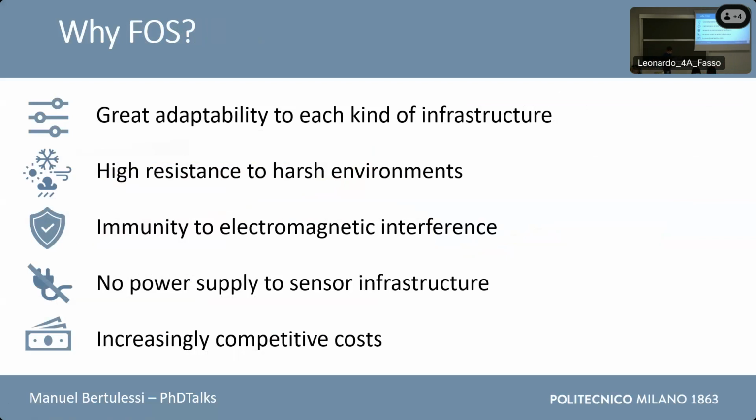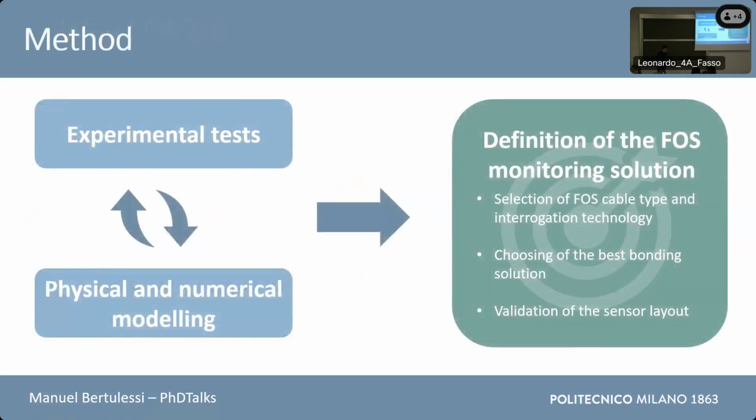We talk about 2, 3, 4 kilometers if we talk about the Brillouin technology. And last but not least, we have the increasingly competitive cost. The fiber optic cables commonly applied for internet connection cost about 10 cents per meter, whereas as regards the interrogator device, which is a very important part, nowadays their cost is about 1/10 with respect to 10, 15 years ago. So let's go deeper into my research method.